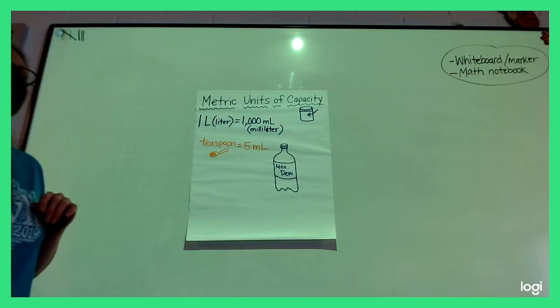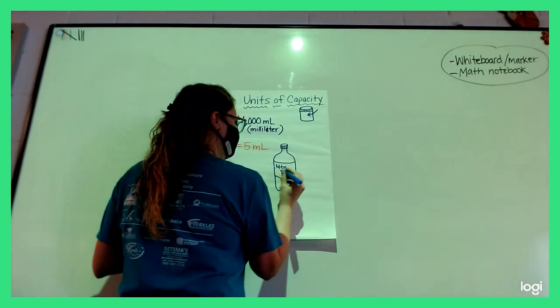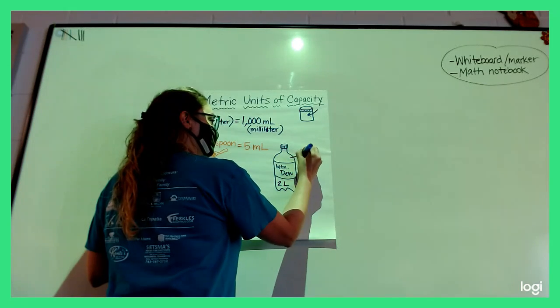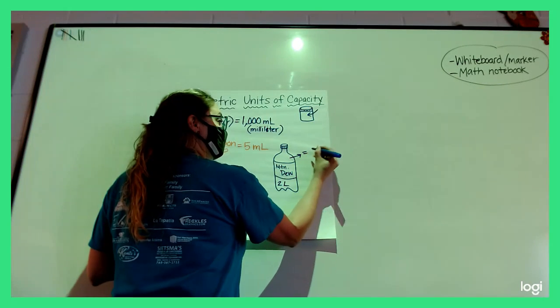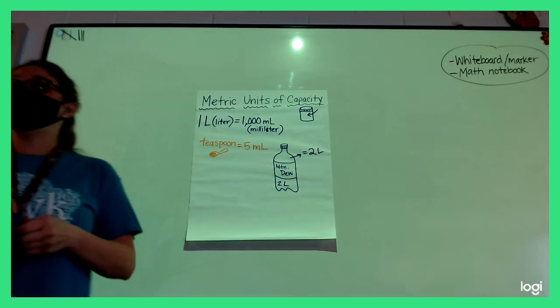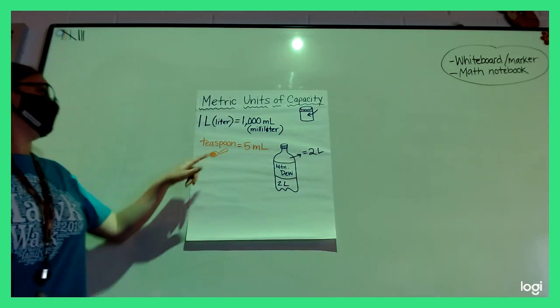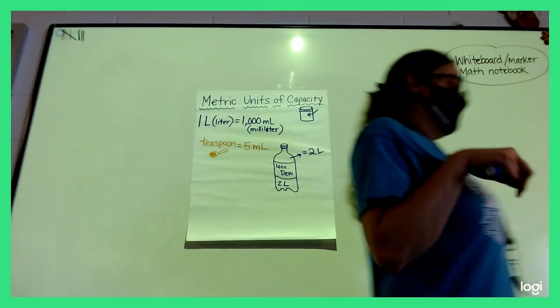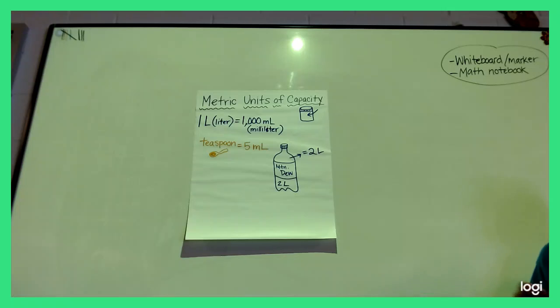So now we just need to know that a 2-liter, I'm going to put that on here, 2-liter, obviously is equivalent to 2 liters. So that just helps you have a frame of reference. When we're talking about a milliliter, well, 5 of them fit in a teaspoon, so it's tiny. But when we talk about a liter, it would be about half the size of a 2-liter of pop.